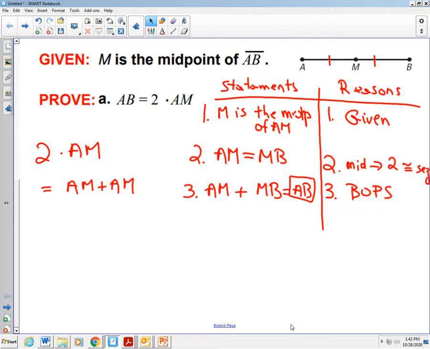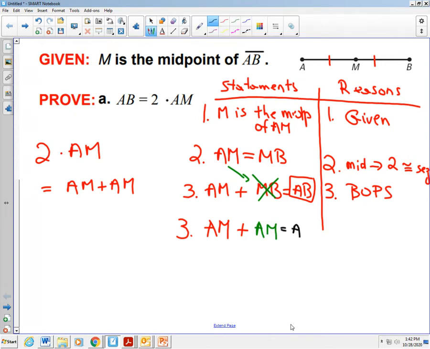So let me change the colors for you, okay? I can cross out this NB, okay? And what can I replace NB with? In step number 2, what's NB? What is NB equal to? AN. So step number 3, I will say AN, bring it down, plus, instead of NB, I'm going to write AN again, and it's equal to AB. Okay? And what is the reason for this? It's called substitution.